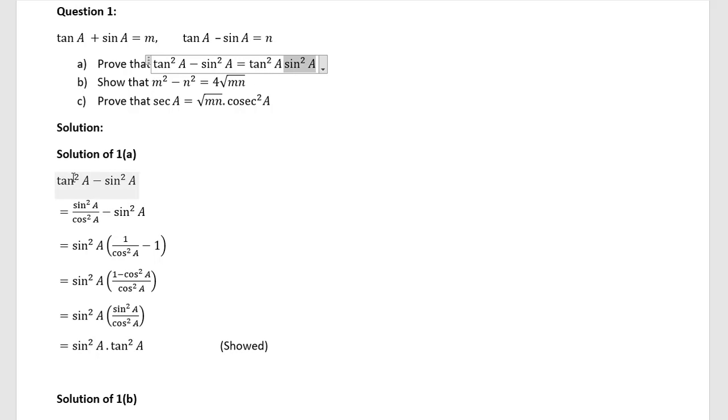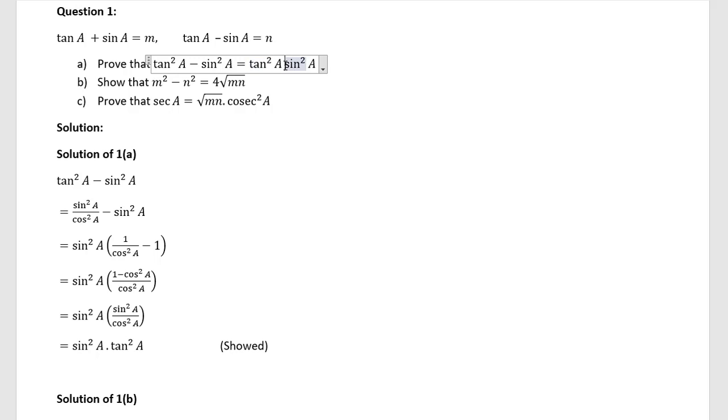So we have broken down tan square a by sin square a by cos square a, because we know that tan a equal to sin a by cos a, and then we can take sin square a as a common factor, because actually look at the right side here, two things are factorized, tan square a into sin square a. So sin square a is a factor here and tan square a is another factor here.